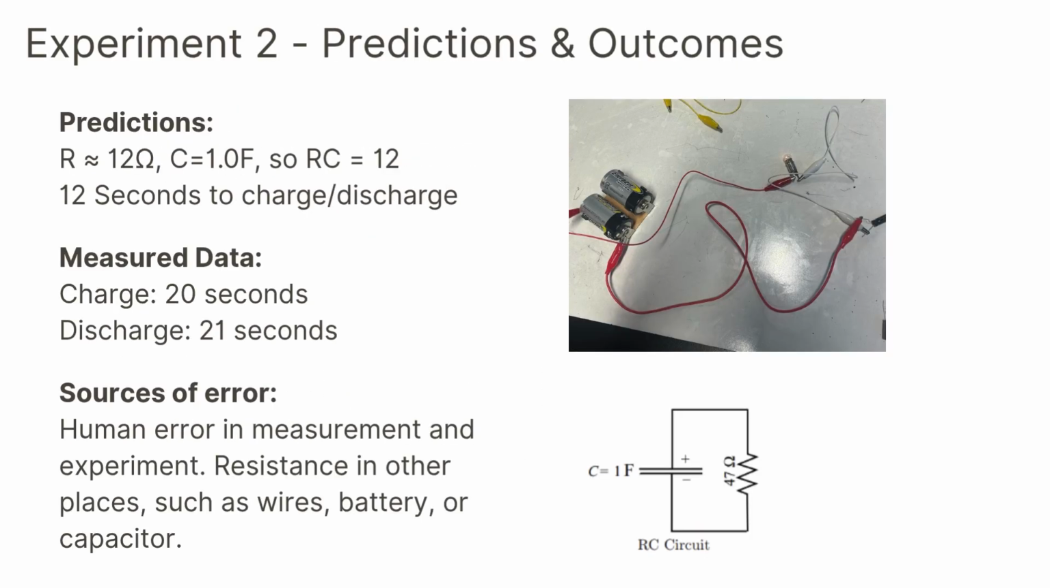So, predictions and outcomes. The prediction was that it would take about 12 seconds to charge and discharge, which we calculated with the formula of multiplying the resistance by the capacitance. But the actual measured data was that the charge time was 20 seconds and the discharge time was 21 seconds. Some sources of error are human error, again, in measurement and experiment, but also resistance in other things such as the wires, battery, or even the capacitor.